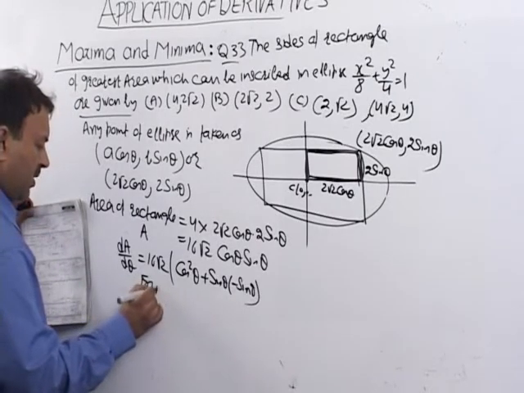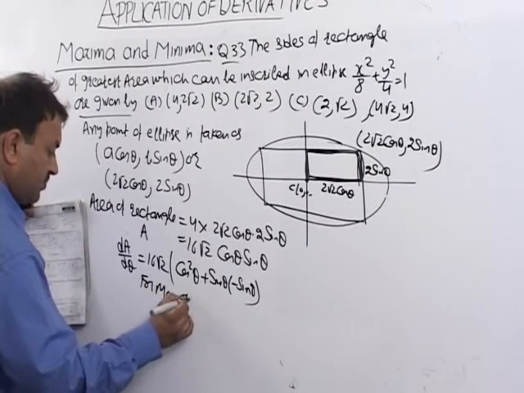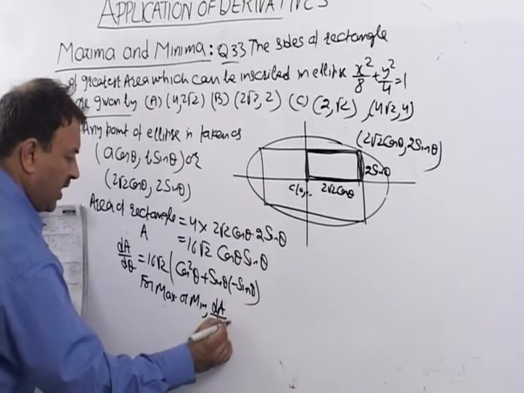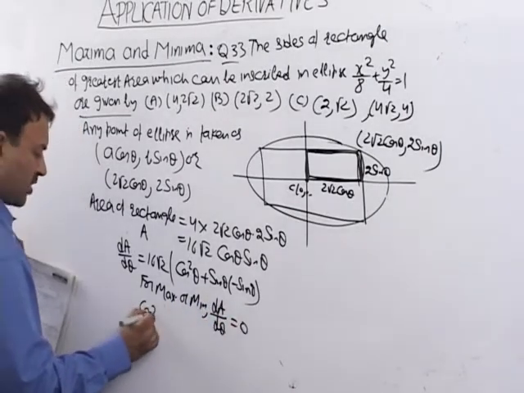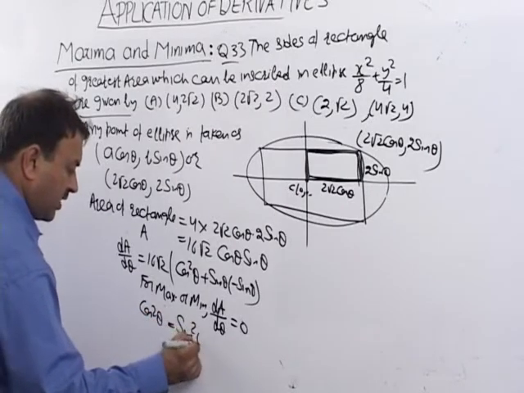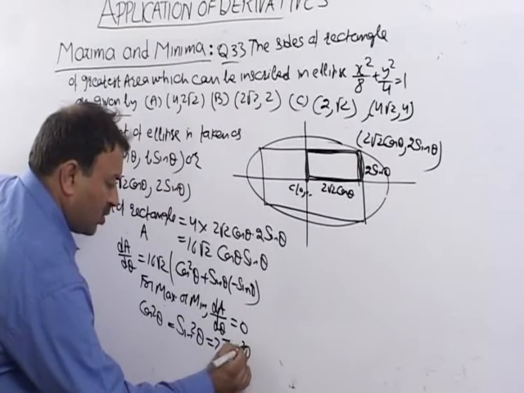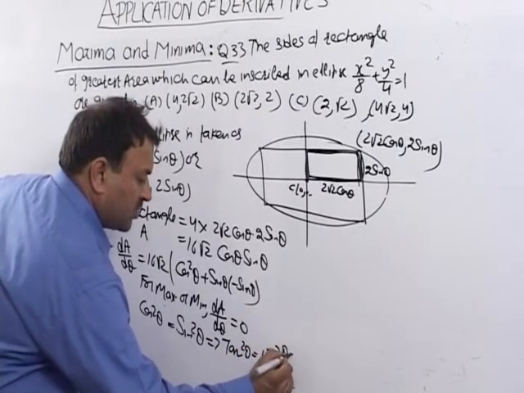For maxima or minima, dA upon d theta is equal to 0. So cos square theta is equal to sin square theta. I can say tan square theta is equal to 1, or theta is equal to pi by 4.